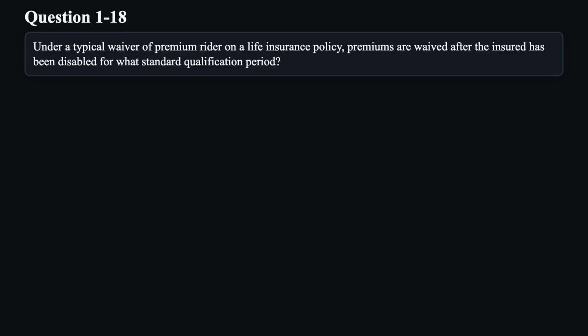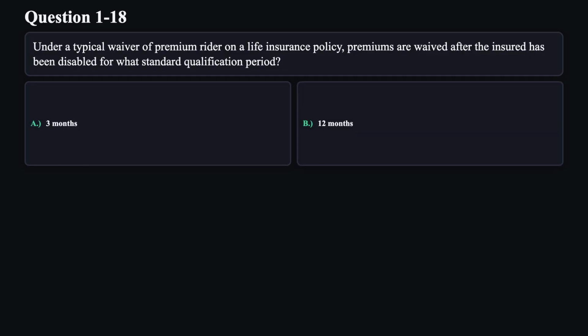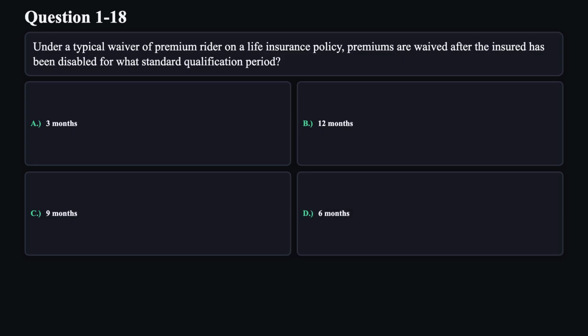Question 18. Under a typical waiver of premium rider on a life insurance policy, premiums are waived after the insured has been disabled for what standard qualification period? A. 3 months. B. 12 months. C. 9 months. D. 6 months.